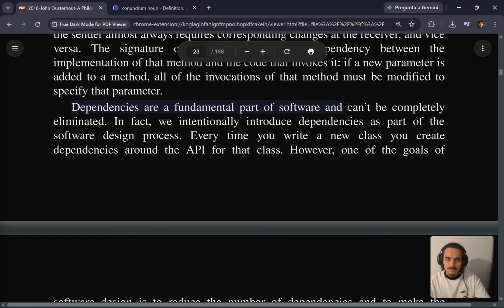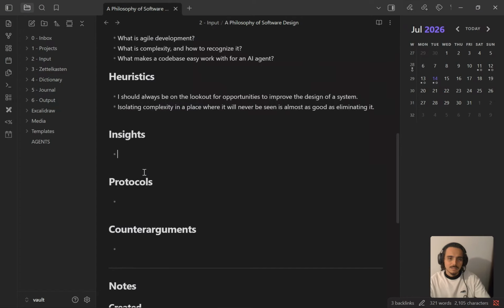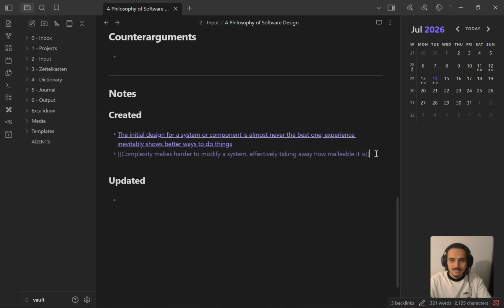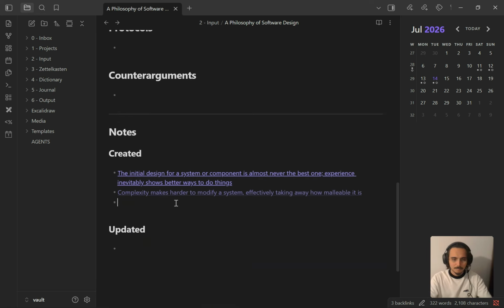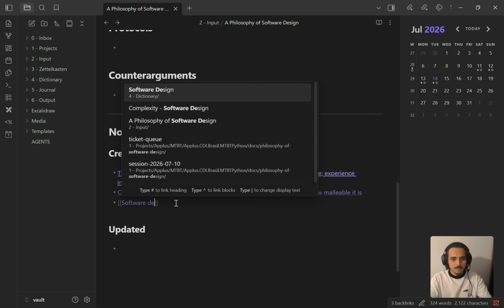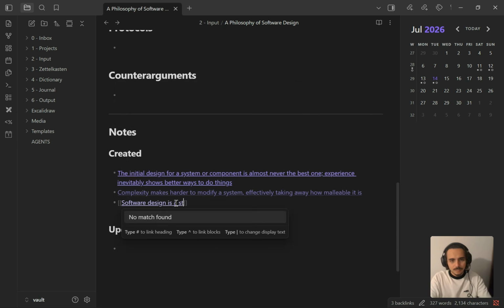Dependencies are a fundamental part of software. Let's write a note. So, no, I don't feel so, complexity. No. It's one note for this: software design is a strategic endeavor.